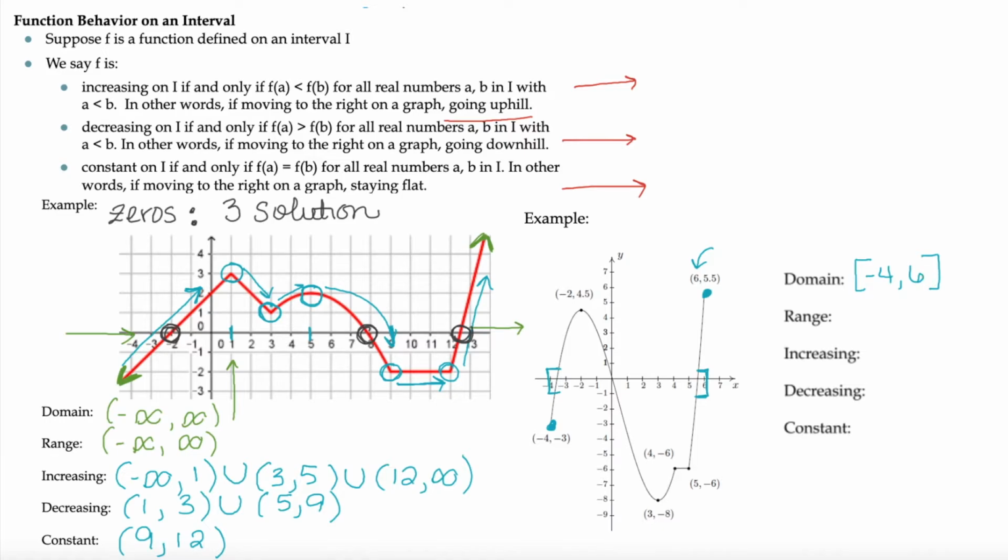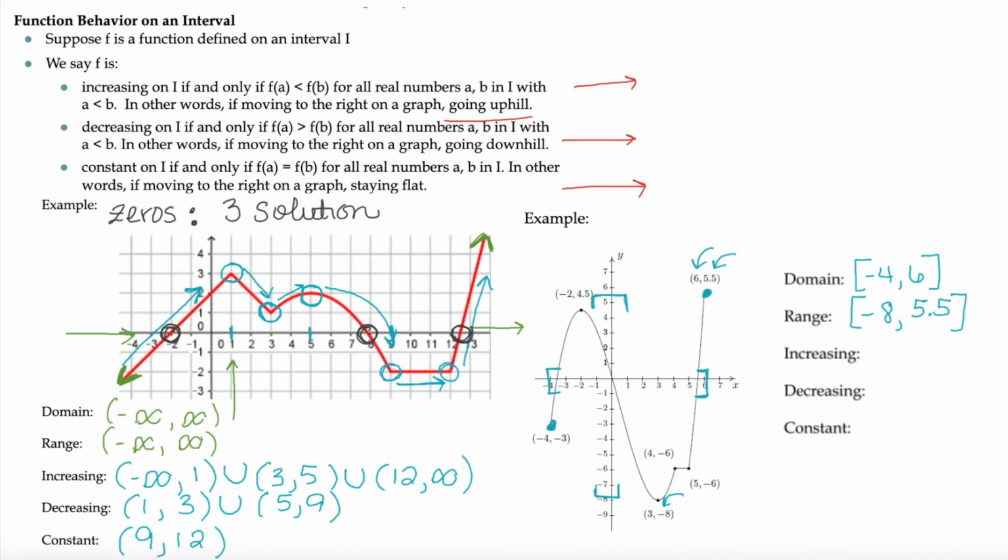Now looking at my range, the lowest value of my graph is at -8, and there is a point there, so the smallest value is -8, and our highest value is up here at 5.5, where again it is a solid point, so we are at 5.5.